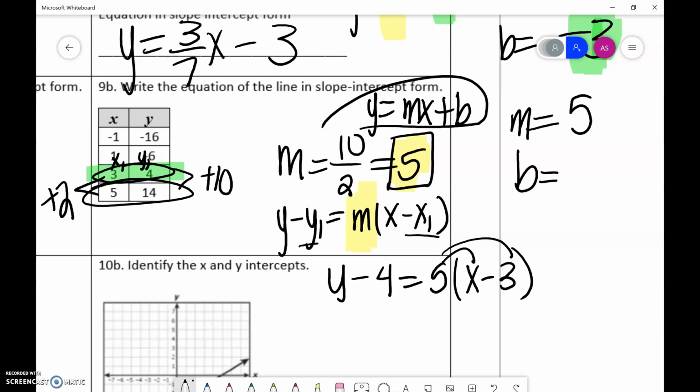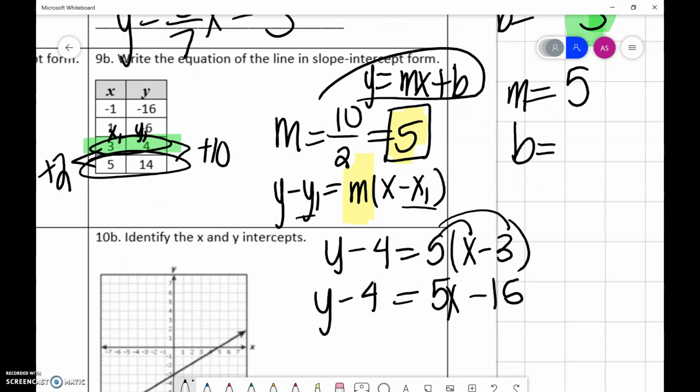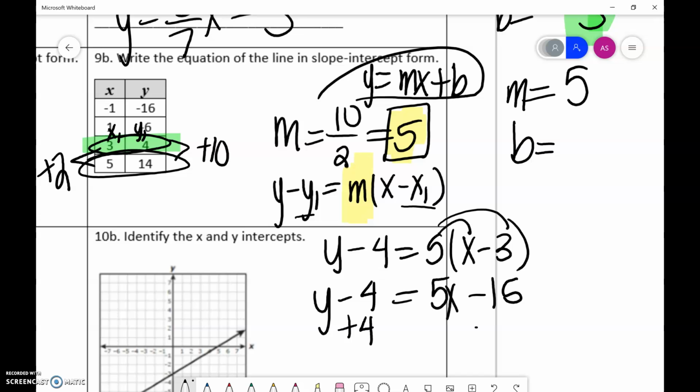So let's distribute our 5. So 5 times x is 5x. 5 times negative 3, negative 15. I'm going to bring down my left side. And then I'm going to write plus 4.